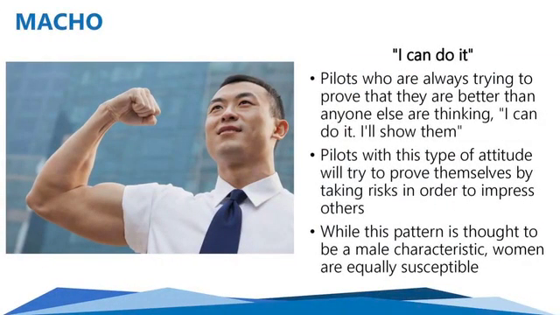All right, the next one we're going to talk about is machoism, or the macho attitude. Actually, this is the second to last one. So this is the "I can do it" attitude. It kind of stems from the military, where people are just trying to show each other off or impress others. But this does happen pretty much anywhere in aviation. So this is the "I can do it, I'll show them" type attitude.